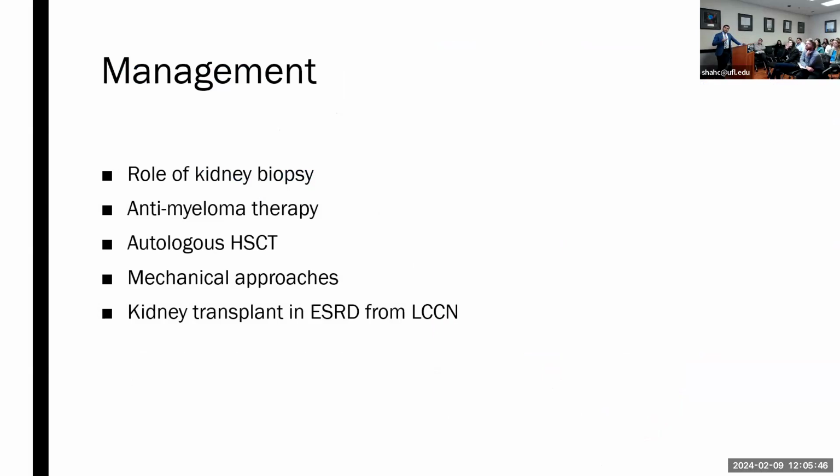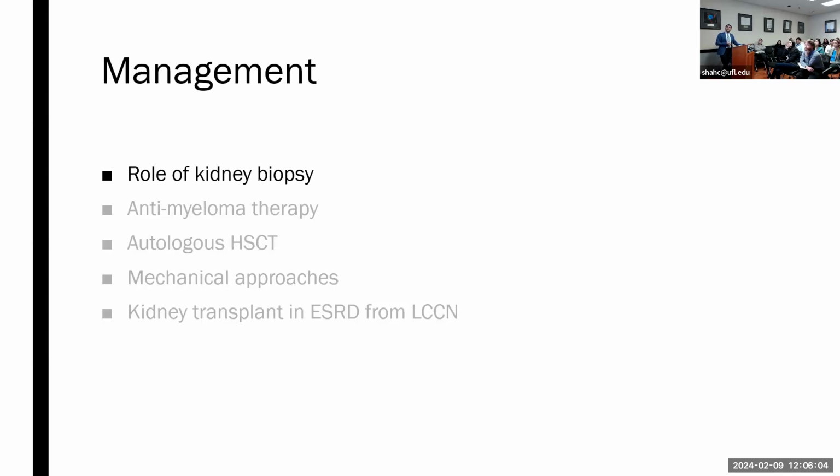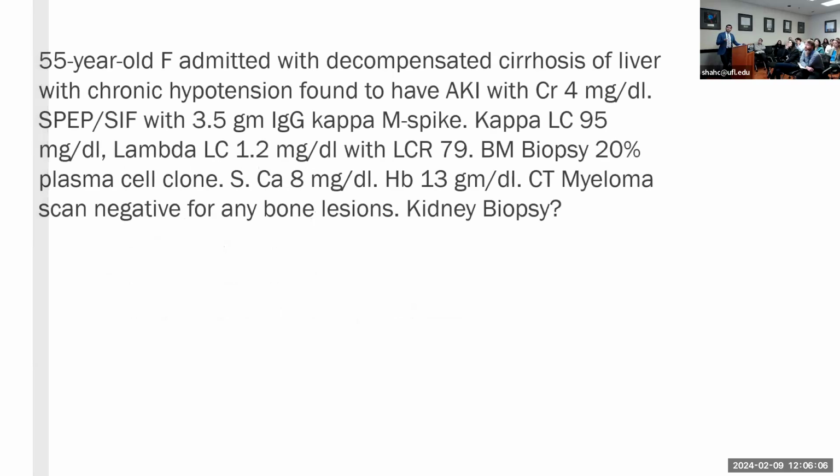I will go through these topics, which are what I'm trying to highlight in the approach, trying to highlight the recent updates in each category. Feel free to ask me questions in between, after each category, or at the end, whichever anyone prefers. So first, we'll go for the role of kidney biopsy in patients with involvement of kidney disease.